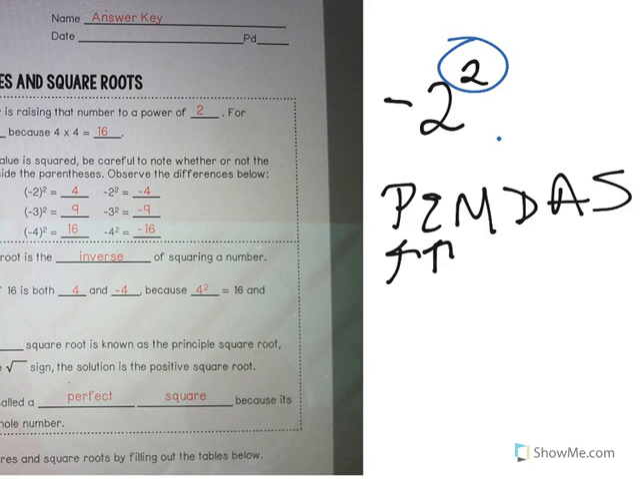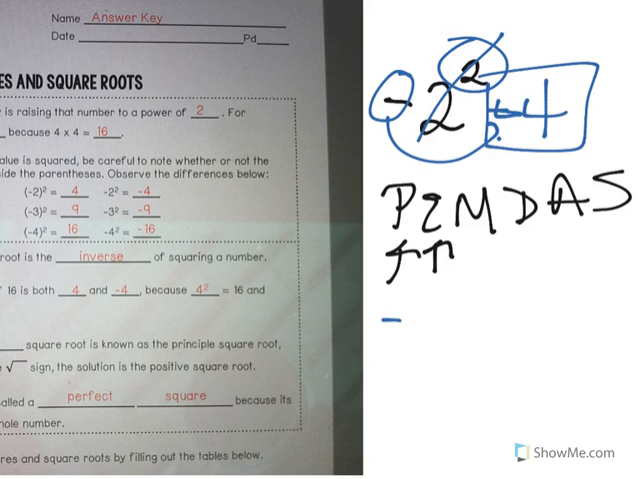2 times 2 is 4. So I'm going to get rid of that and put 4. And then our negative sign just comes on over, and the answer is negative 4. So there's a difference between this and this. Okay? So let's do one more.